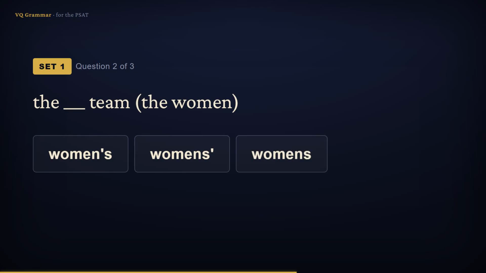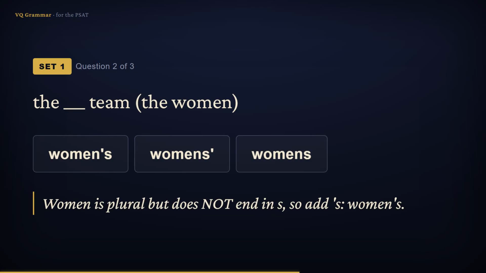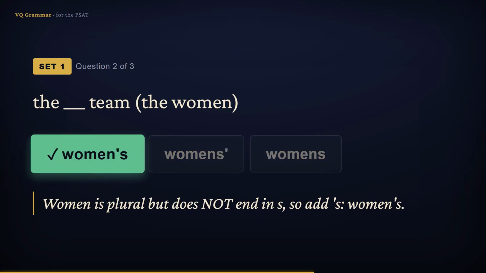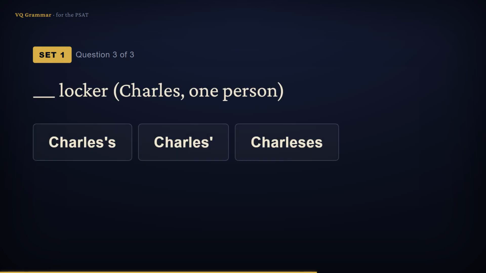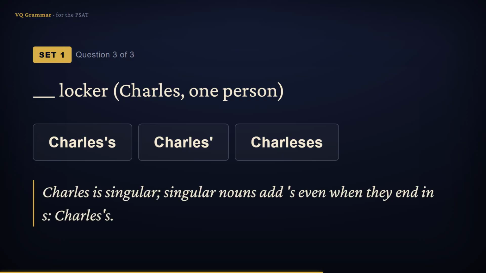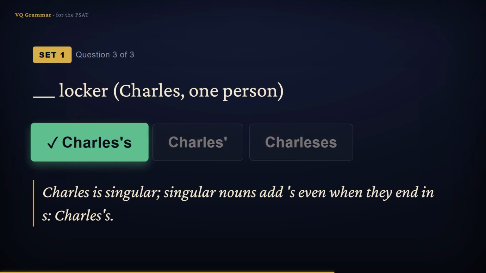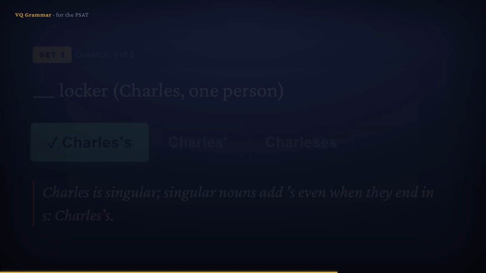The team belongs to the women. Now careful, women is already plural, but it does not end in S, so we add an apostrophe plus S, just like a singular. Women's. So the answer is women's. The locker belongs to Charles, one person. Charles is singular, even though the name ends in S. Singular nouns add an apostrophe plus S, so we write Charles's. So the answer is Charles's.